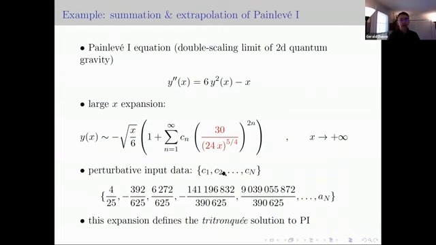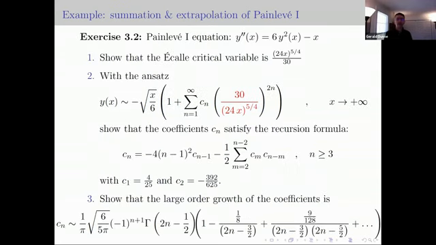Anyway, we can generate this input data very easily. Here I've shown you a few terms. I'm going to be interested in the case where n is not something completely crazy, maybe 10, and see from those 10 input coefficients, what can I tell about this actual function in the complex plane, not just near x equals infinity.